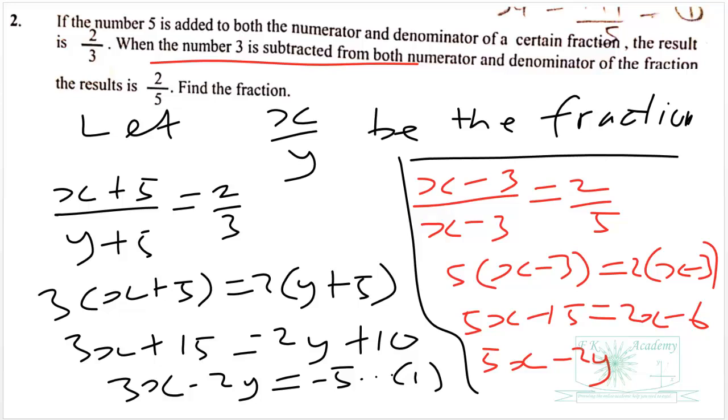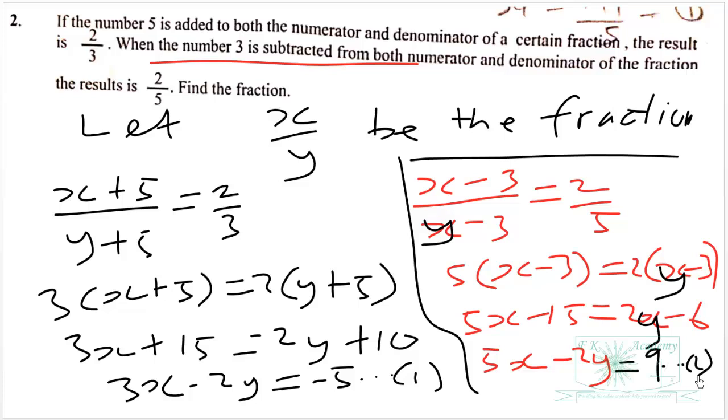It's supposed to be y, not x. Y here, y here, y here. So negative 2y is equal to 9. So this is equation 2.